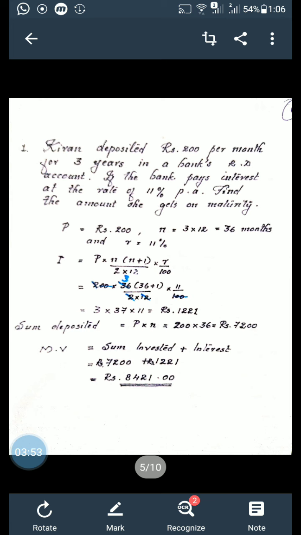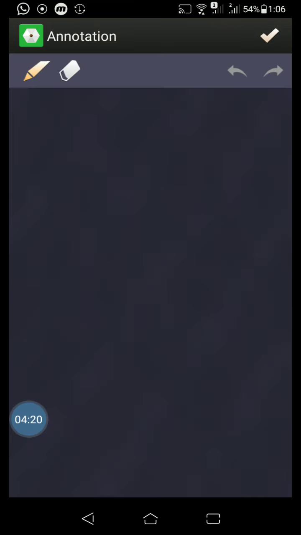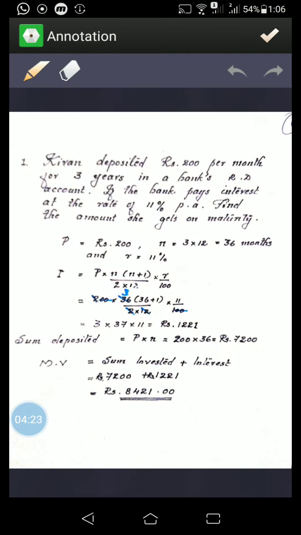1,221. We already found out that the sum deposited, that is P into N, is 7,200. So what is maturity value? Maturity value will be sum invested plus interest. So the sum invested is here, 7,200, plus interest is 1,221. You just add these two, you will get the final result.